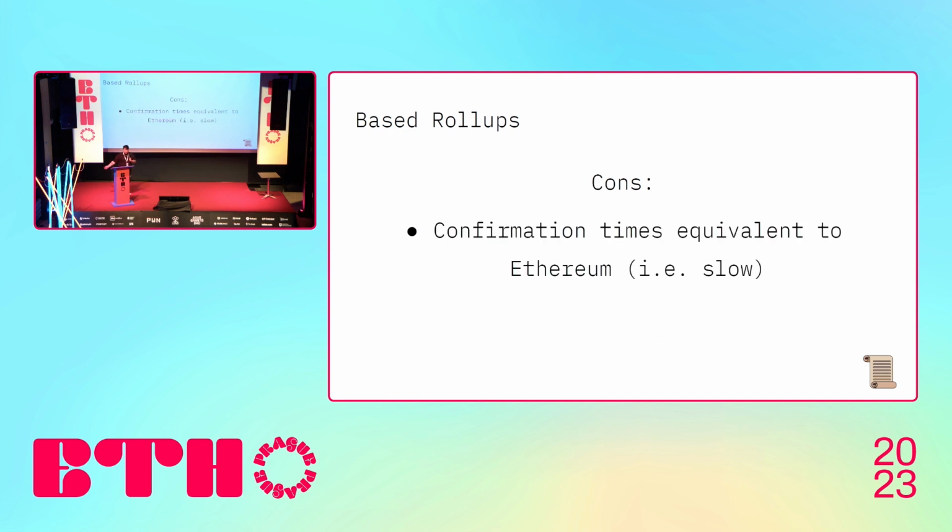And the first con is the confirmation times are very slow, or not very slow, but slow, and equivalent to Ethereum. So let's say because the searcher cannot provide any economic guarantees that the ordering will be exactly the same when the transactions are finalized, you essentially have to wait for Ethereum to finalize that ordering before you can transact any further. And that takes around 12 minutes on Ethereum currently, even more sometimes.